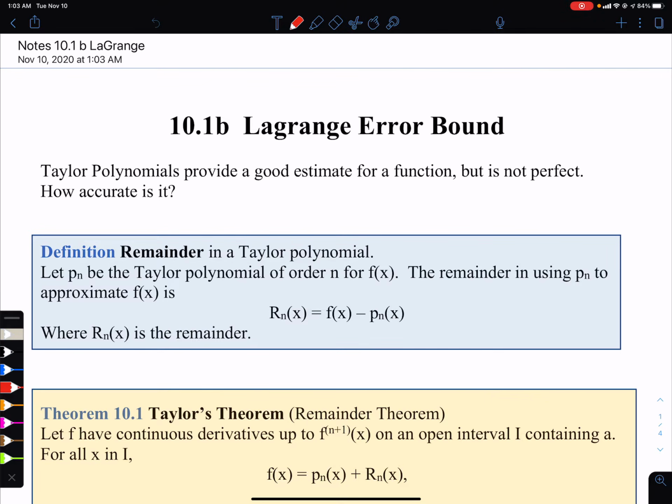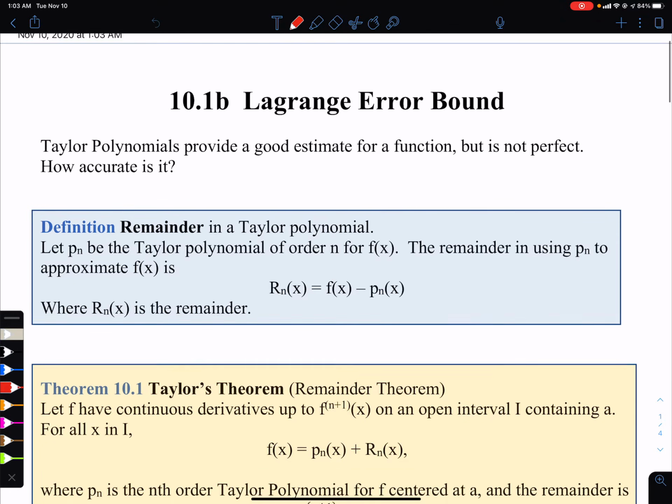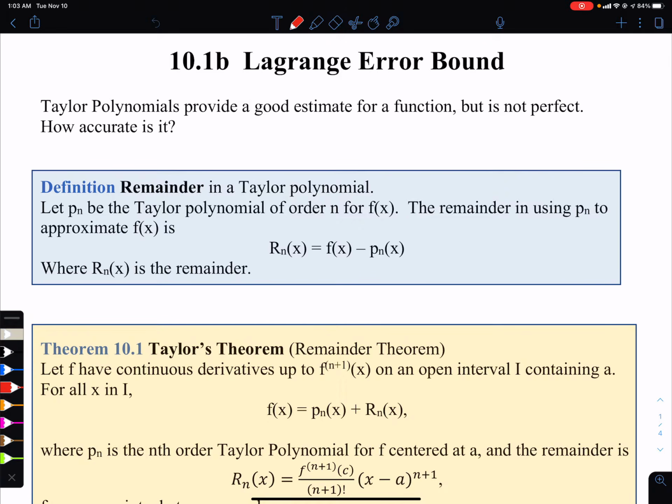This is lesson chapter 10.1b. We're doing Lagrange error bound. As we've seen so far, the Taylor polynomials provide a good estimate for a function, but it's not perfect. So this is going to cover its accuracy. How accurate is the Lagrange error bound?